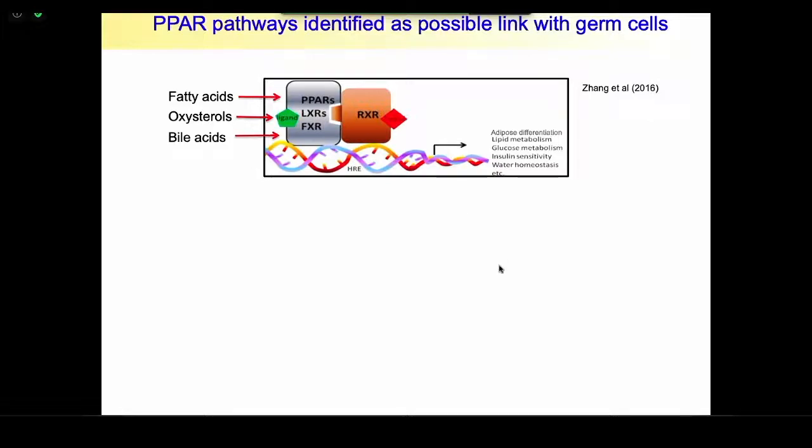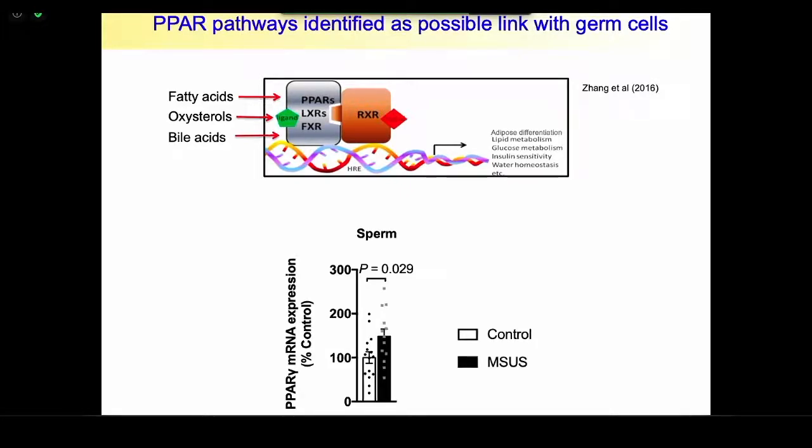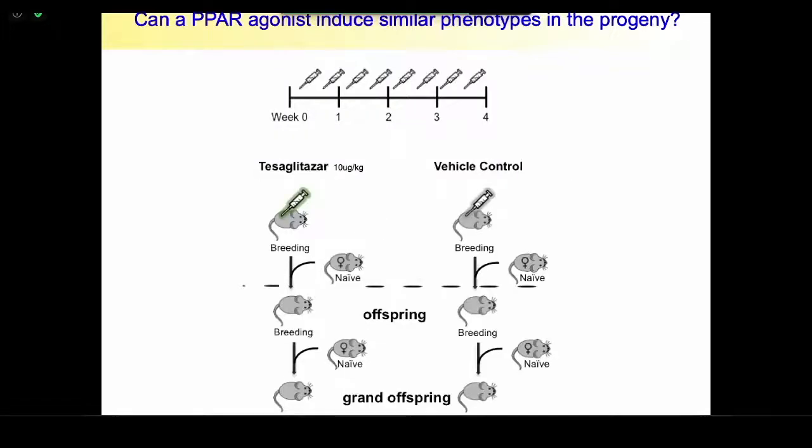So we postulated that perhaps these altered metabolites in blood could reach germ cells and modify gene expression, gene transcription, or chromatin structure in germ cells, possibly at different times during development. And one confirmation that PPAR may be involved is that its expression is increased in sperm of MSUS males, suggesting that PPAR pathways indeed are altered by the manipulation, by the trauma.